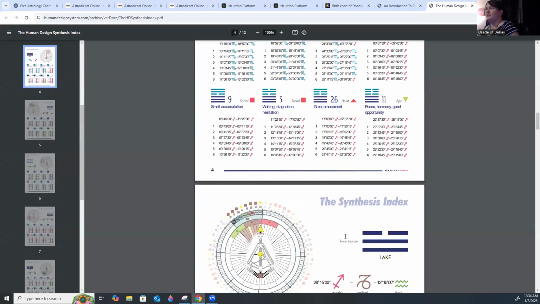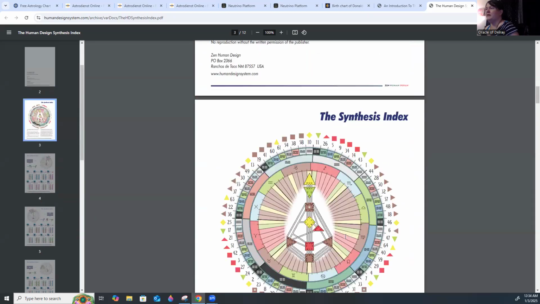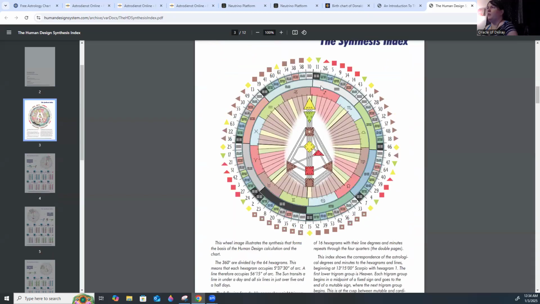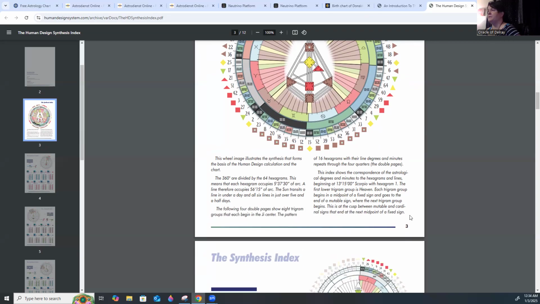This is all very advanced level information. You don't need to do it yourself, but now you understand. And why these are placed in this order is another whole speculative thing I have. But you can see here where Scorpio, Sagittarius, the Capricorns, they all align to these hexagrams. So that's how your human design chart is interpreted. It's not based on houses.